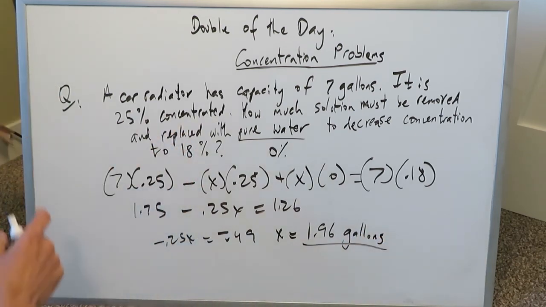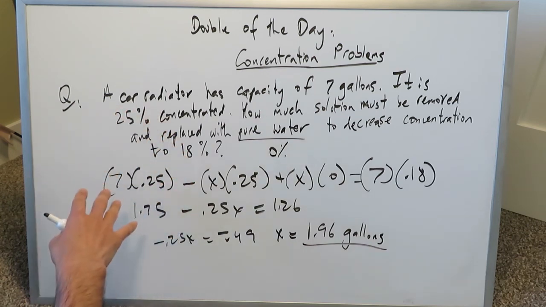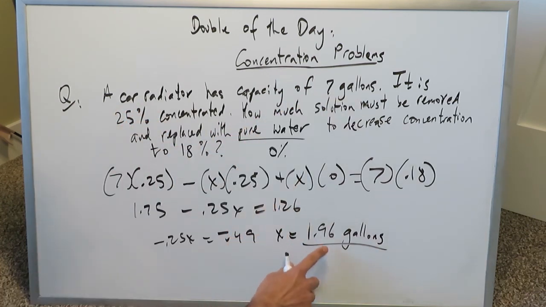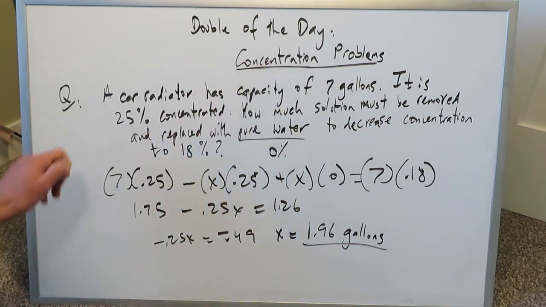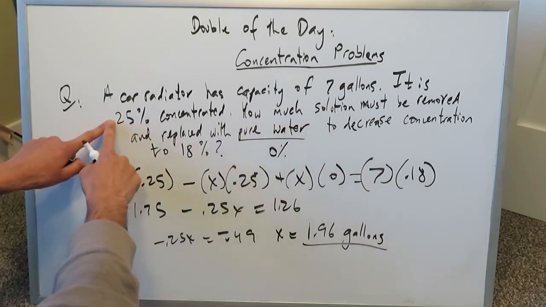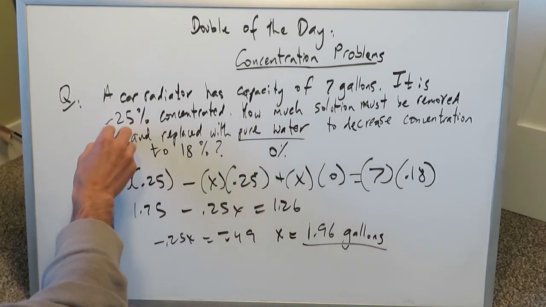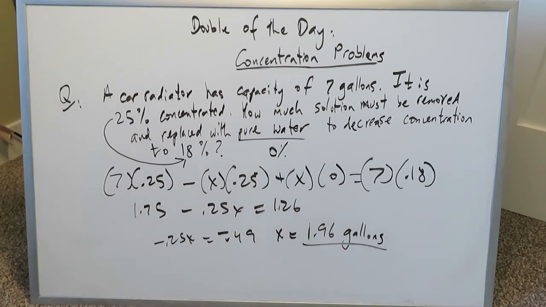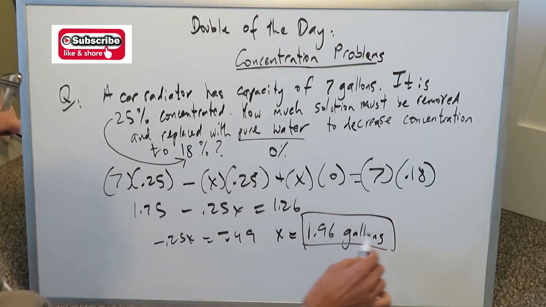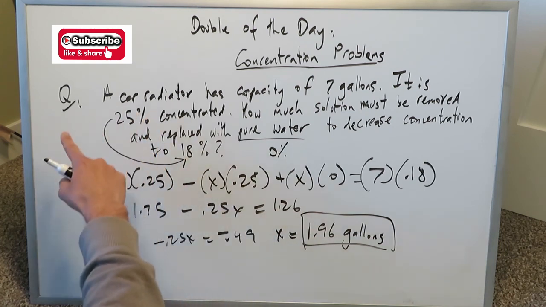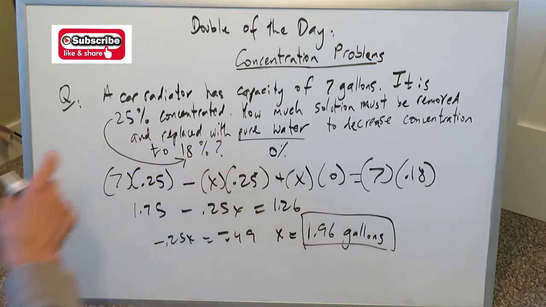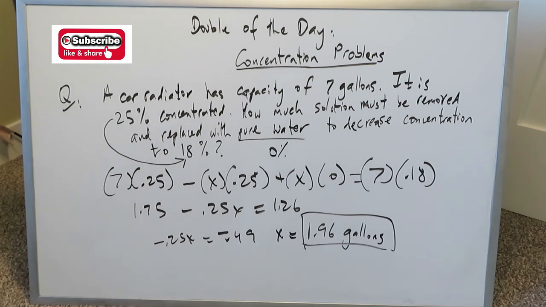We must remove 1.96 gallons from the original radiator. The capacity will go down, but then you replace that volume back with 1.96 gallons of pure water, and we'll bring it back up to 7 gallons. But in that process, by adding pure water, we will have decreased the concentration from 25% to the ideal 18%, and then your question would be solved. So the answer is this. You're going to remove 1.96 of the original and you'll add 1.96 gallons of pure water to come to the desired concentration. And that's it for this video.